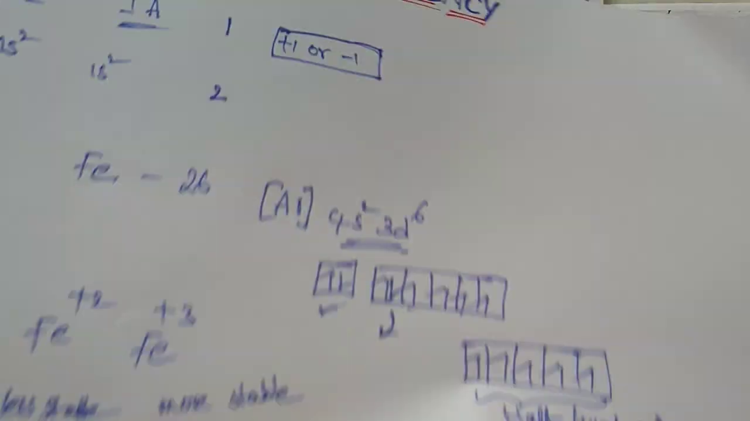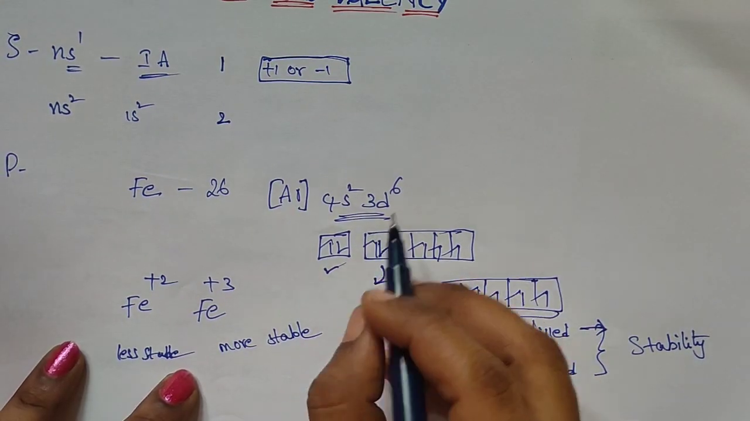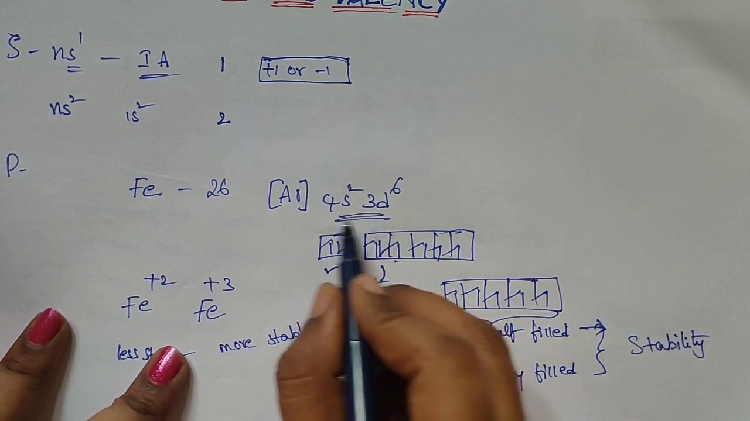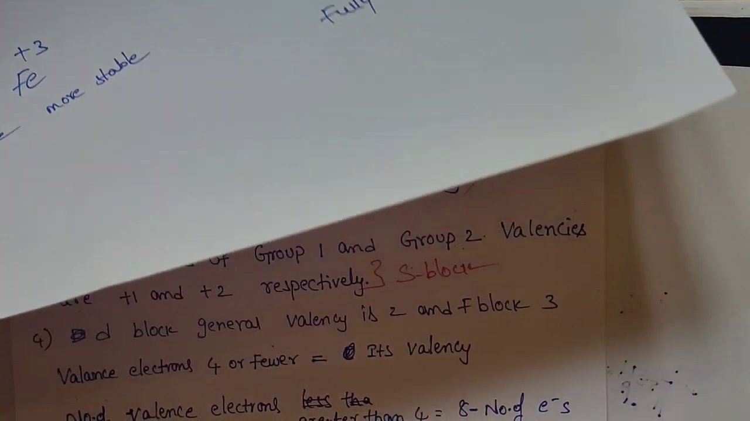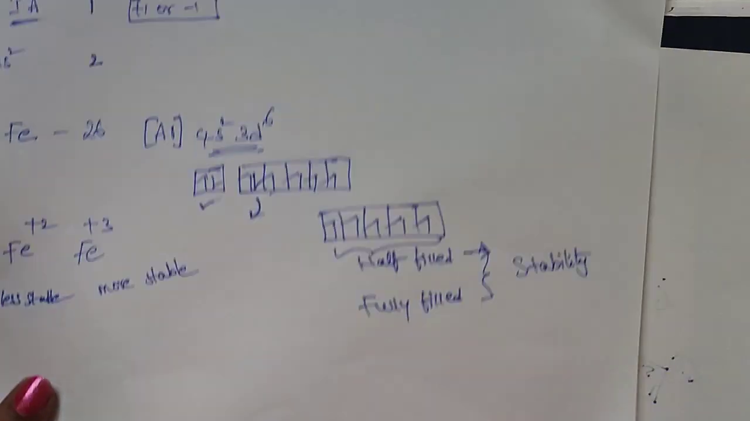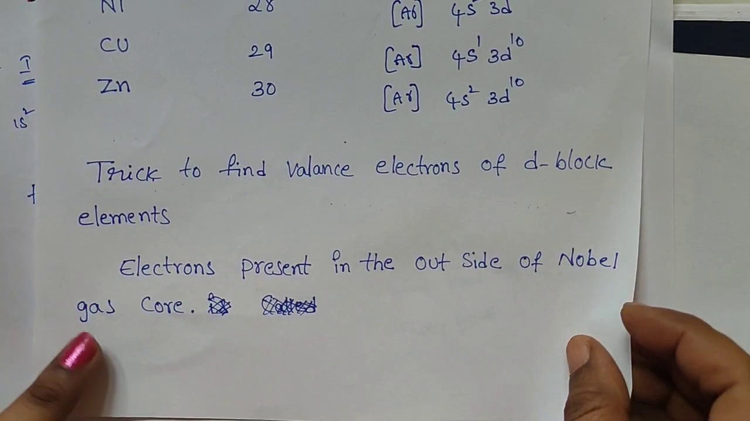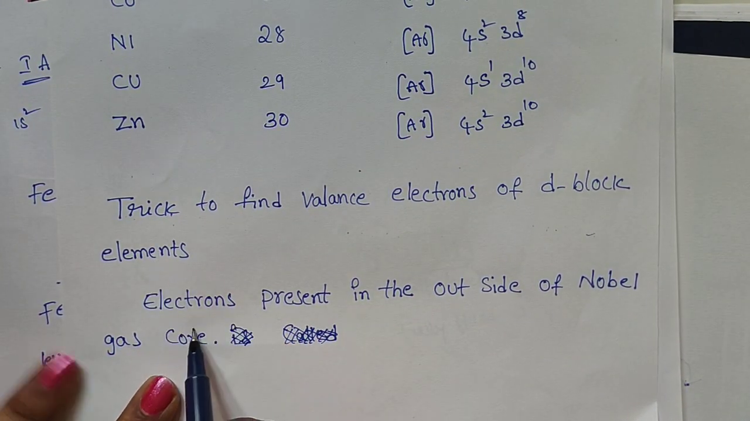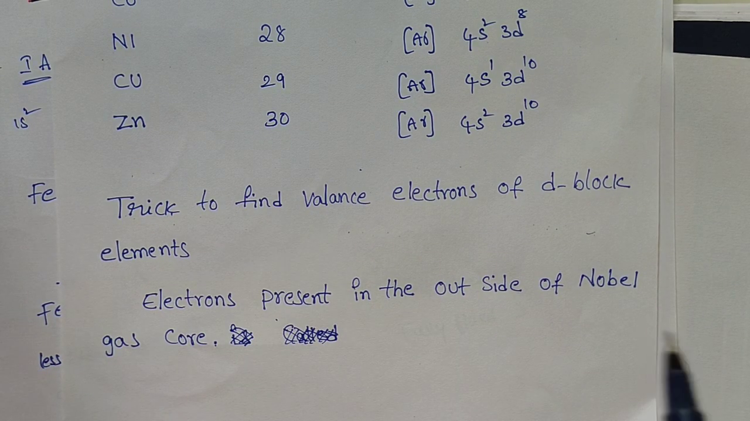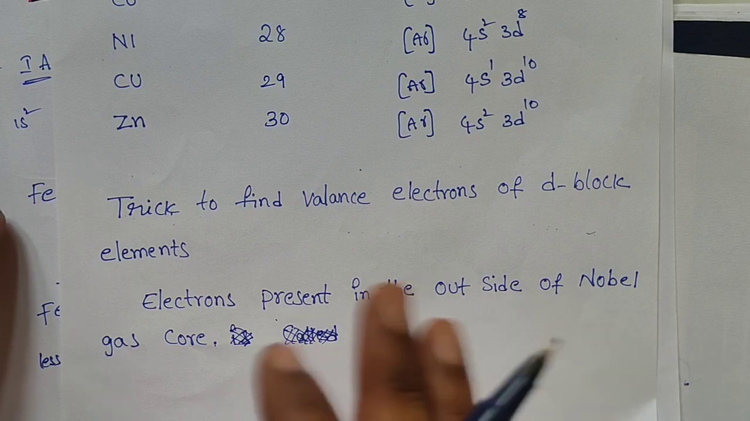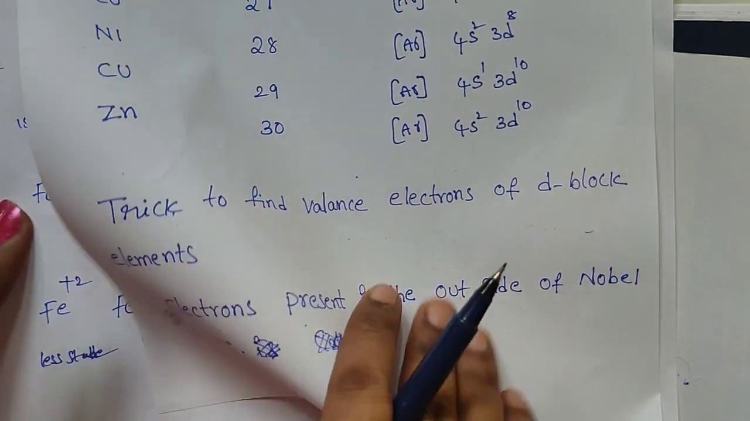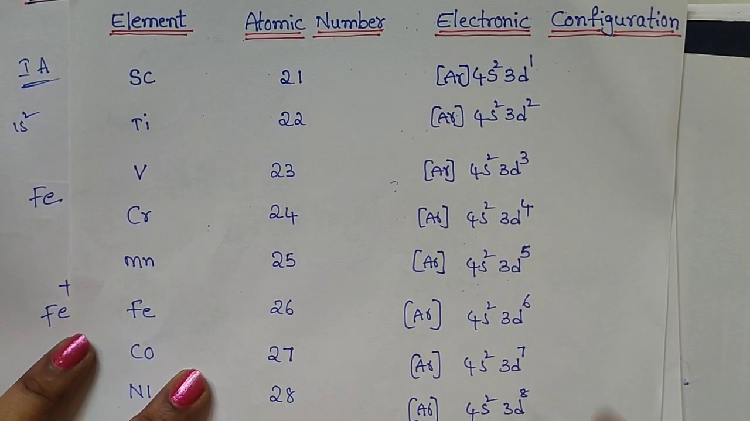Now one more point we forgot here. How to find the valency electrons in the d orbital. This is a bit difficult. If you use this one, I will tell one simple trick to find the valency electrons in the d block. Electrons present outside of the noble gas core are considered as valency electrons. Electrons present outside of the noble gas core. See here, let us see the examples.